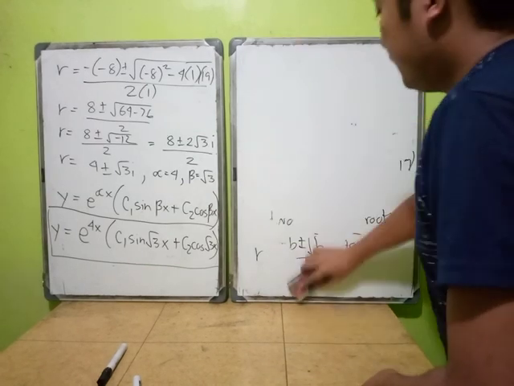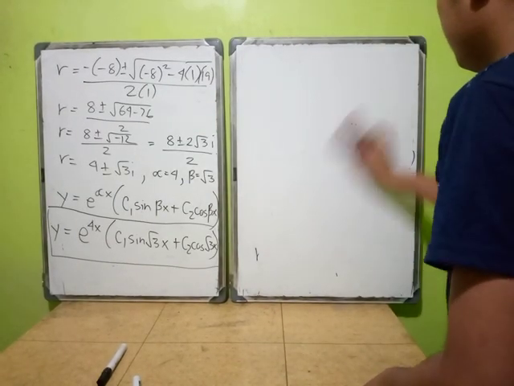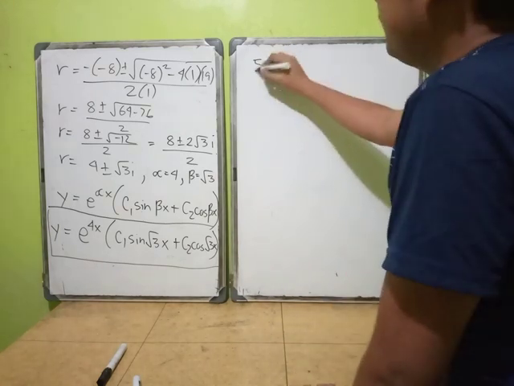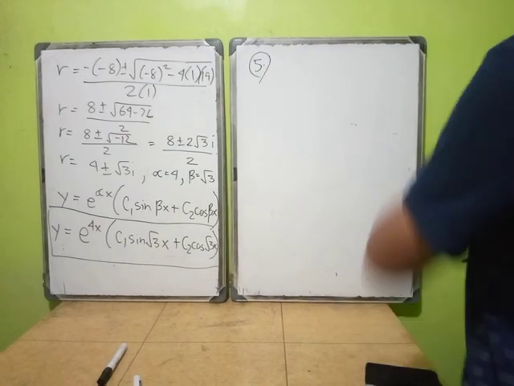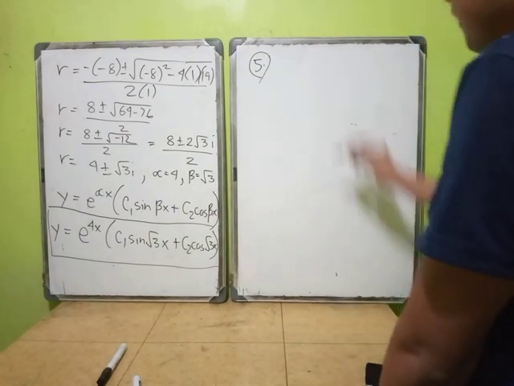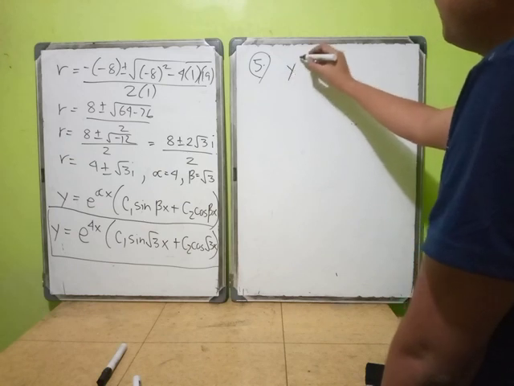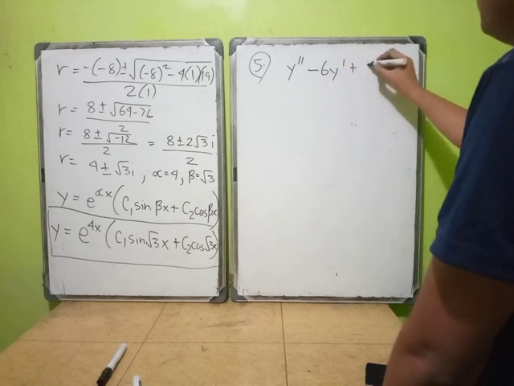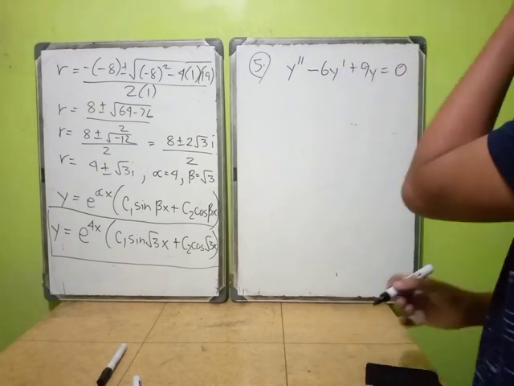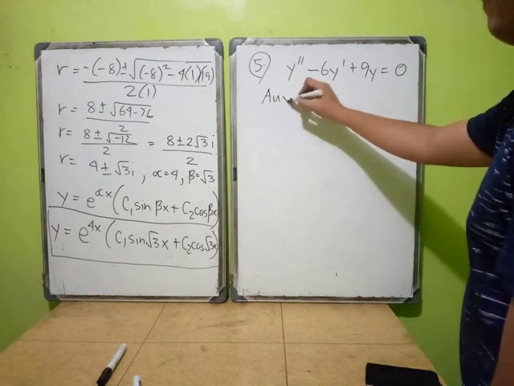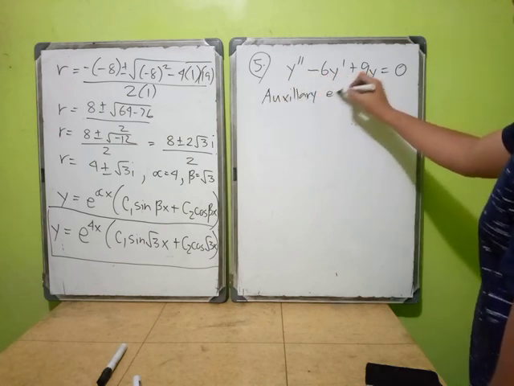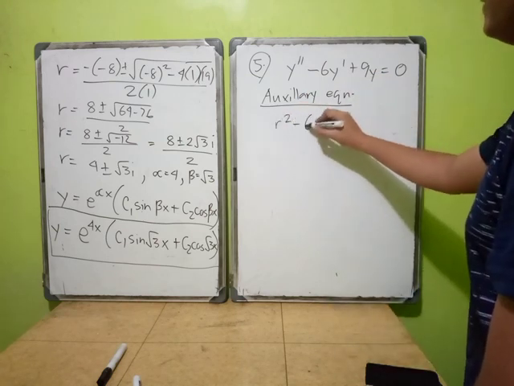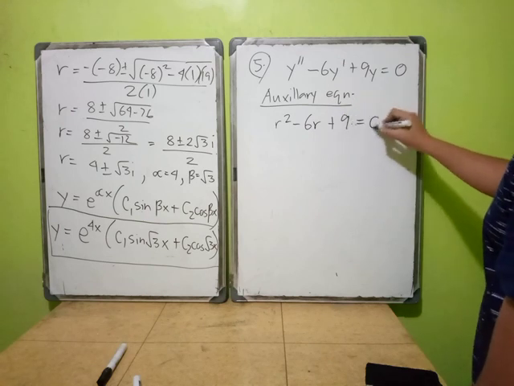So we'll have another example, example number 5. Okay. So ano yan? So una, convert pa rin natin sa auxiliary equation. So this will be r squared minus 6r plus 9 is equal to 0.